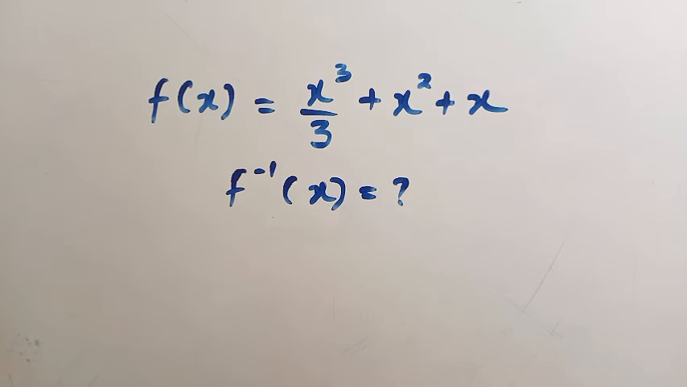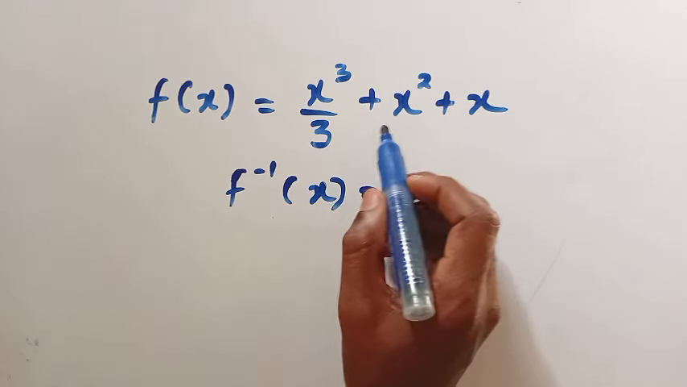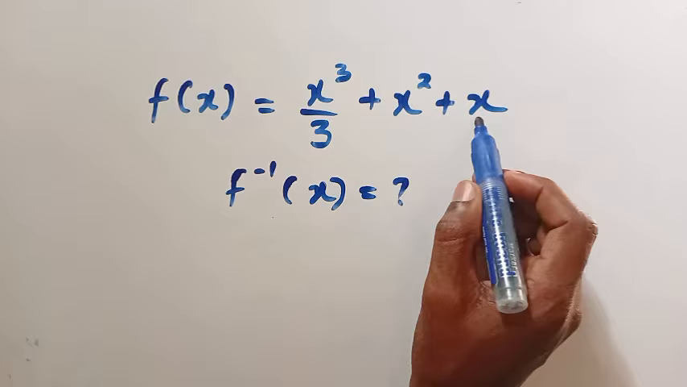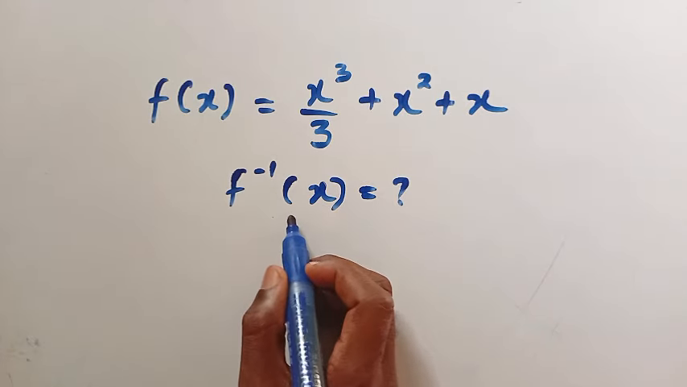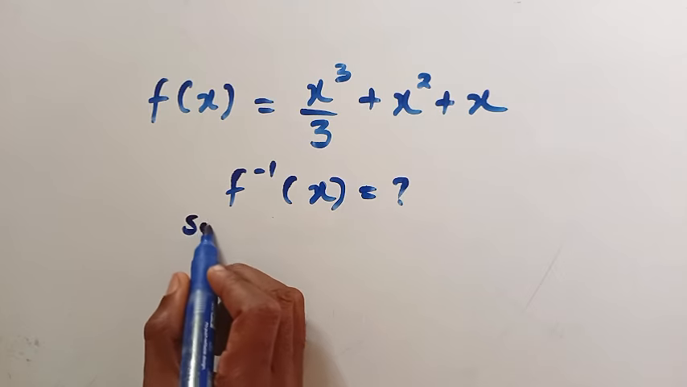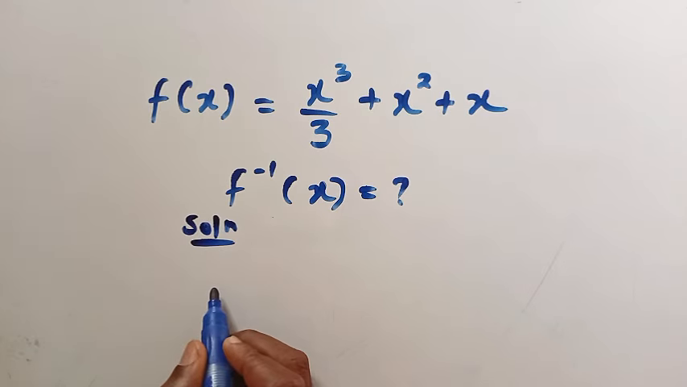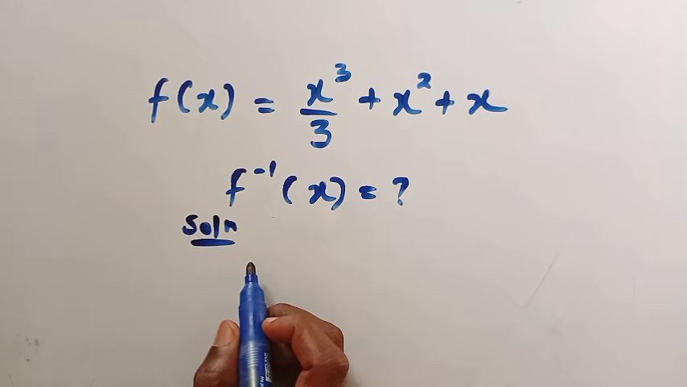Let's solve these functional equations. We have f of x equals x cubed divided by 3 plus x squared plus x. And what is the inverse of this function? So let's solve this problem step by step. First, we want to find f inverse of x.